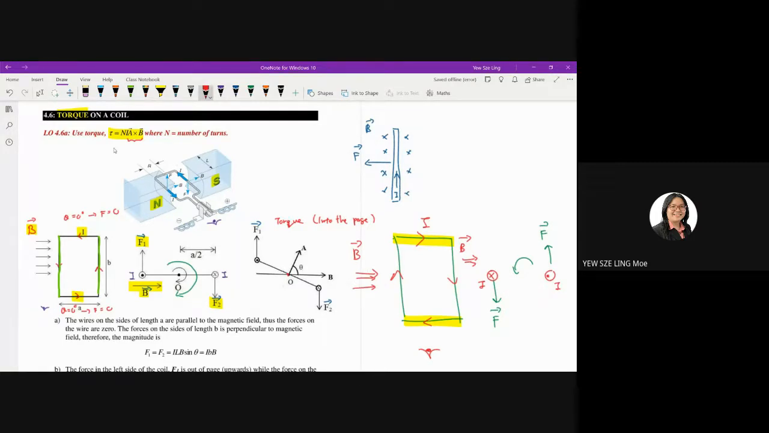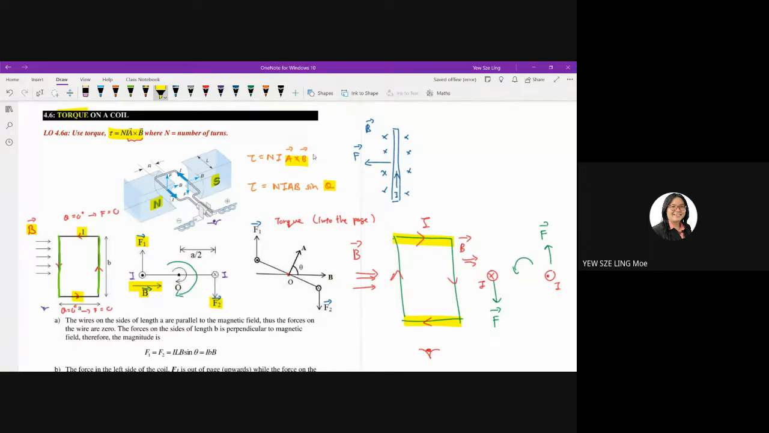Now, once again, if you look at this equation, torque equals to NIA cross B. If you want to change it into an equation that can be used to calculate magnitude, then torque would be equal to NIAB sine theta. And this theta obviously is going to be the angle in between A and B.